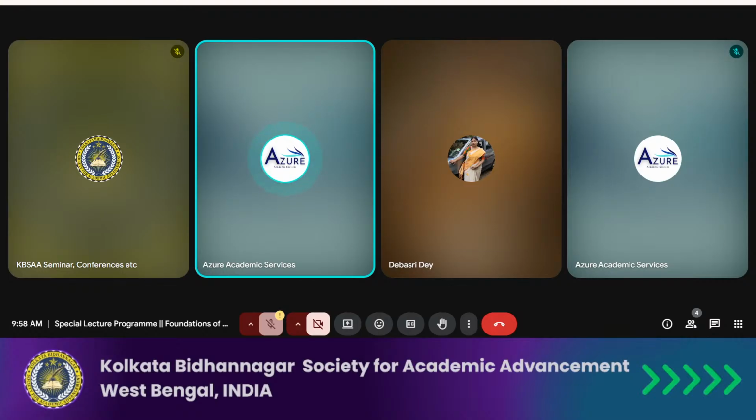Good morning to all. Welcome to our special lecture program for undergraduate students, finance and its allied areas, organized by Kolkata Bidhannagar Society for Academic Advancement, coordinated by Azure Academic Services, West Bengal, India. Today's topic of discussion is Foundations of Research Methodology.